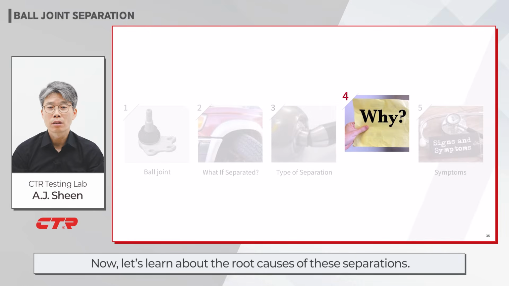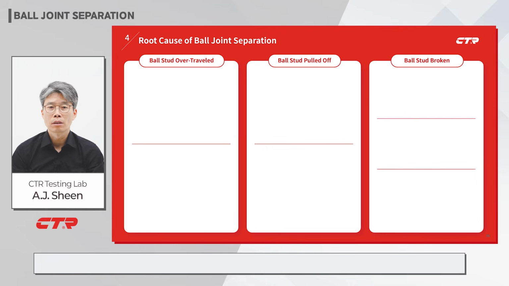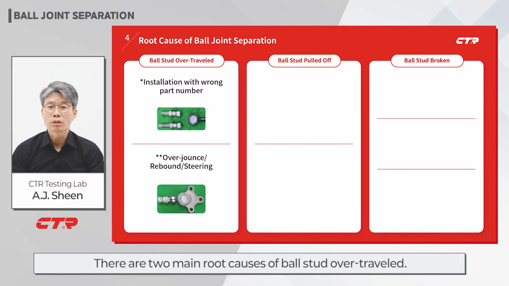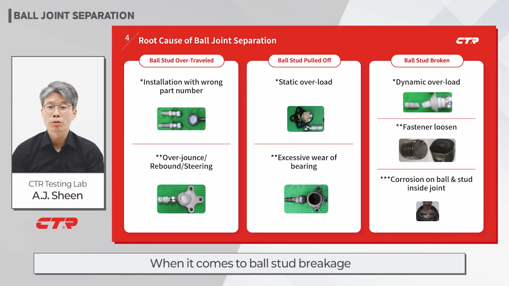Now let's learn about the root causes of these separations. There are three main root causes of boson over-travel. For boson pull-off, there are two main root causes. When it comes to boson breakage due to dynamic cyclic stress, there are three main root causes. Now let me talk about them in detail one by one in the next slide.